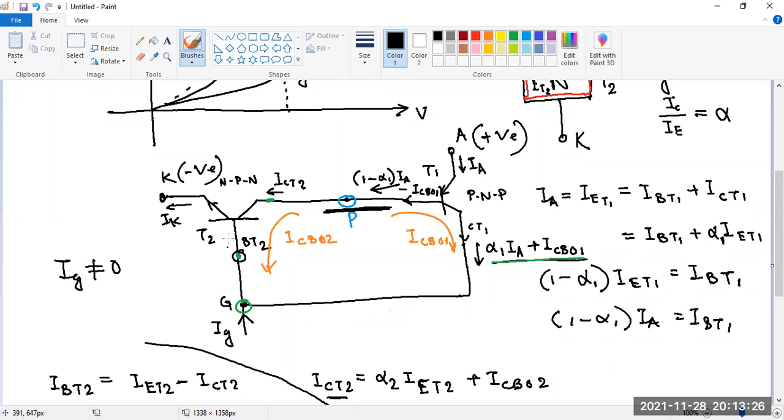First, when the gate current is flowing, that means transistor 2 is turned on. Once transistor 2 is turned on, the collector current of transistor 2 is flowing. That is nothing but the base current of transistor 1. So after some time, transistor 1 also will be turned on. Now, what is the impact of this on the alpha value of the transistors? Do you have any idea?